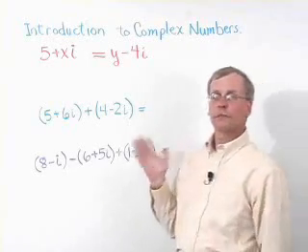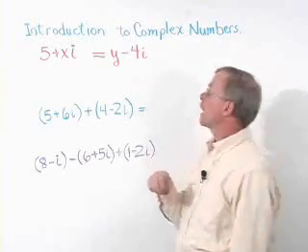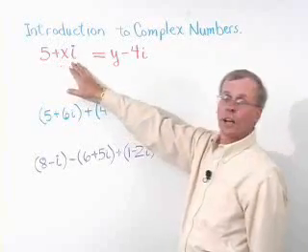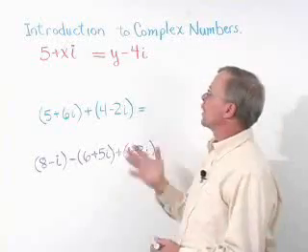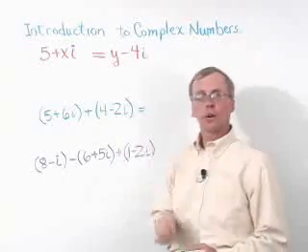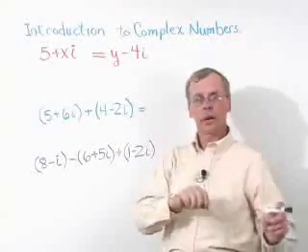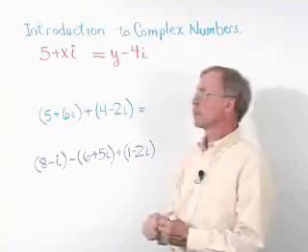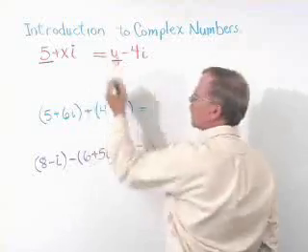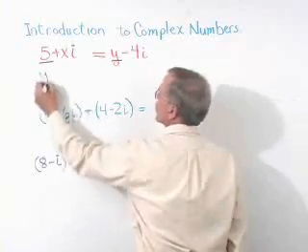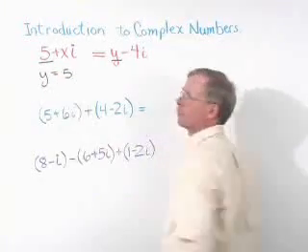Here are some problems involving complex number format. If we have 5 plus xi equals y minus 4i, that statement I made about if they're equal, their parts must be equal, the real parts must be equal, and the imaginary parts must be equal, that means that 5 and y must be equal. So we know y equals 5.